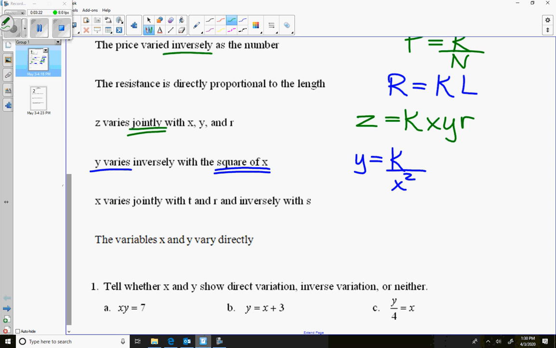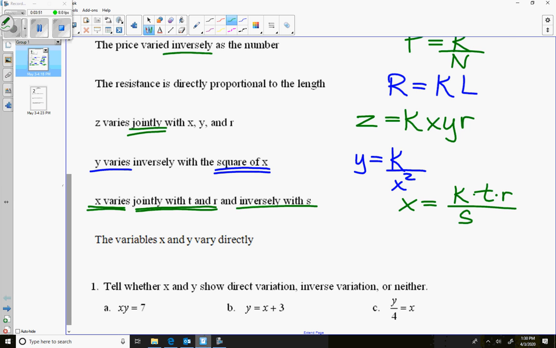Next one, X varies. So X equals K. Jointly with T and R. Jointly is directly, so times T times R. But inversely with S. Inversely tells us to divide. So divide by S. So X equals KTR divided by S.